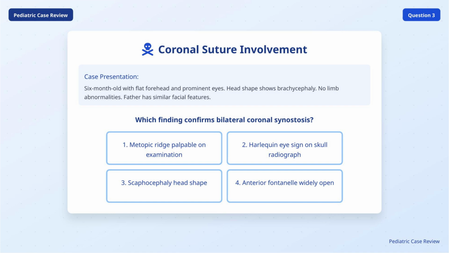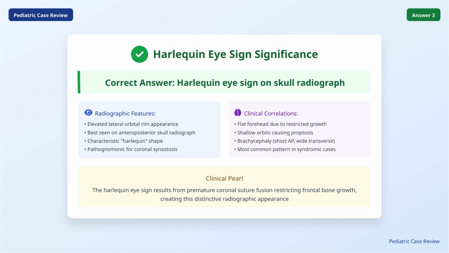The head shape shows brachycephaly. There are no limb abnormalities. The father has similar facial features. Which finding would confirm bilateral coronal synostosis? Option 1, metopic ridge palpable on examination. Option 2, harlequin eye sign on skull radiograph. Option 3, scaphocephaly head shape. Option 4, anterior fontanelle widely open. The correct answer is harlequin eye sign on skull radiograph.